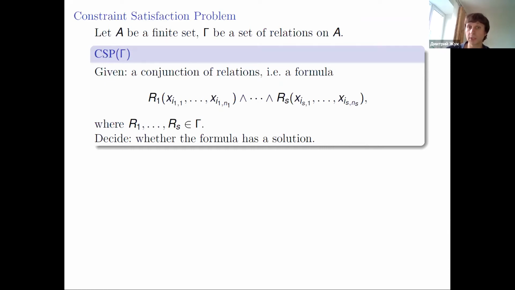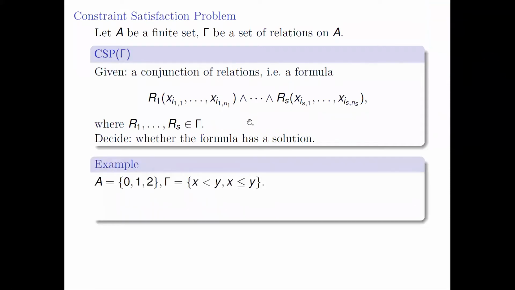So for different constraint languages, we have different decision problems and we have different complexity. And as we saw from the examples, sometimes this problem is easy, sometimes this problem is difficult. And yeah, please interrupt me if you have any questions.